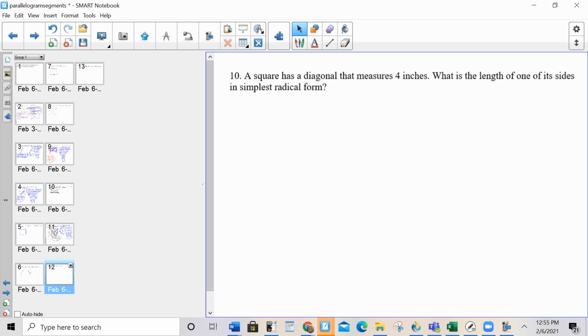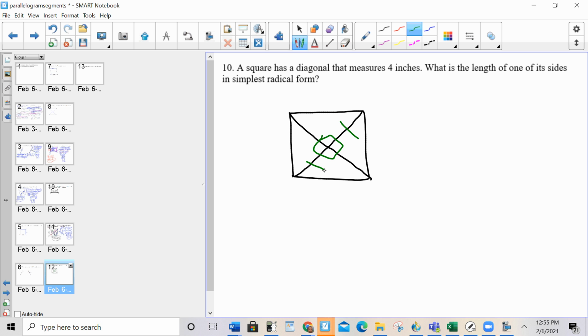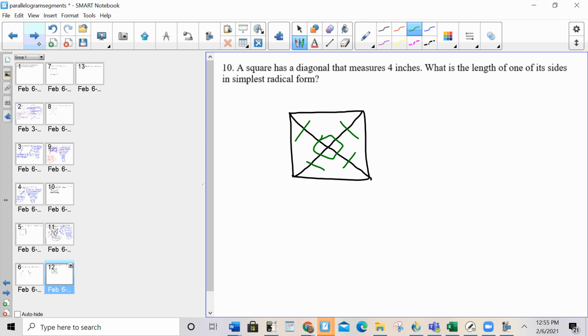Number 10, a square has a diagonal that measures 4 inches. So let's get a square. We're talking about the diagonals of a square. So you need to know that they're perpendicular to each other and that they bisect each other. And if it's a square, the diagonals are also congruent, so all 4 of them are congruent. In a rhombus, I don't know that all 4 of them are congruent. I just know that the pieces of each diagonal are congruent. But for a square, since the diagonals are congruent, they're all congruent.